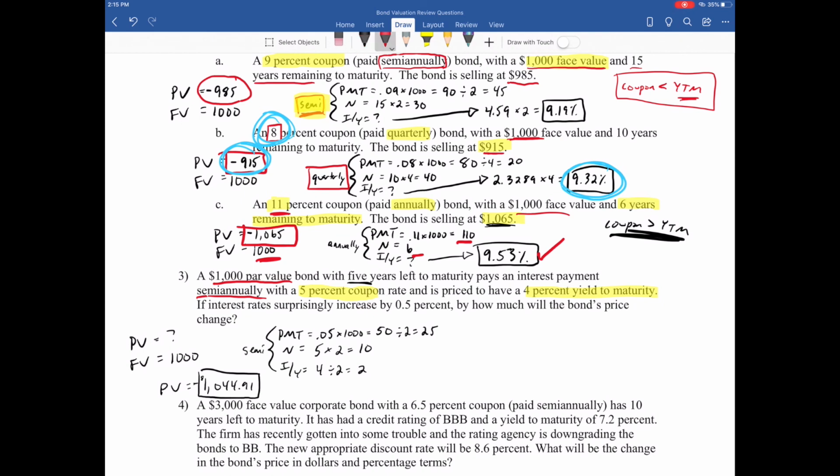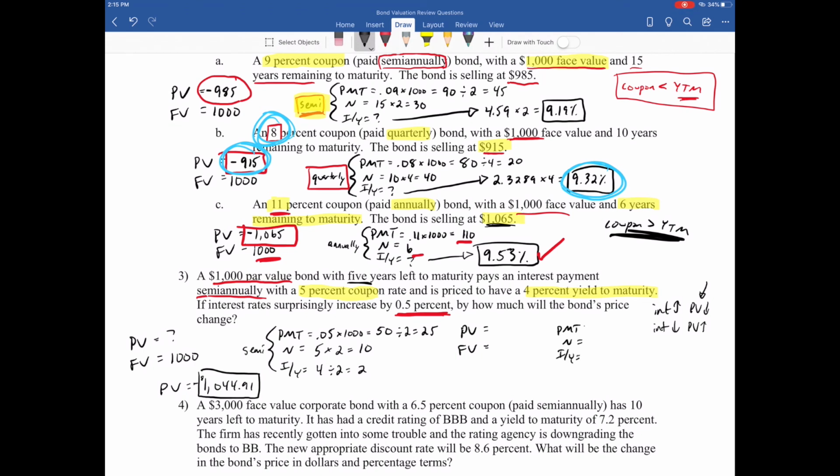Now, if interest rates suddenly increase by 0.5%, we have to remember that there is an inverse relationship between interest rates and the price of bonds. So what does this mean? If interest rates go up, the prices of bonds go down, and vice versa. If interest rates go down, the prices of bonds go up. And you can see the price I'm notating here by present value, because that's what the price is. The price is the present value of the future cash flows. So let's see what happens here. We do expect our price to go down since interest rates are increasing by 0.5%.